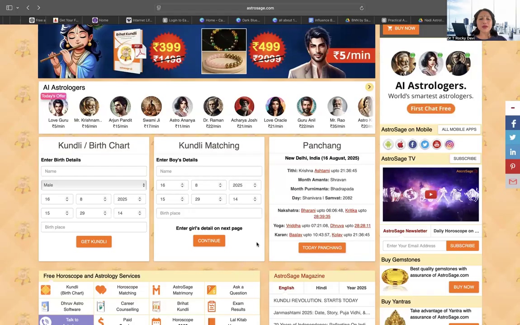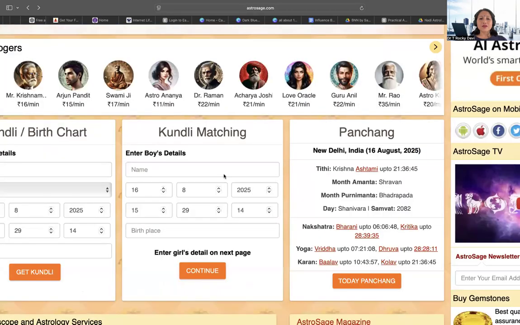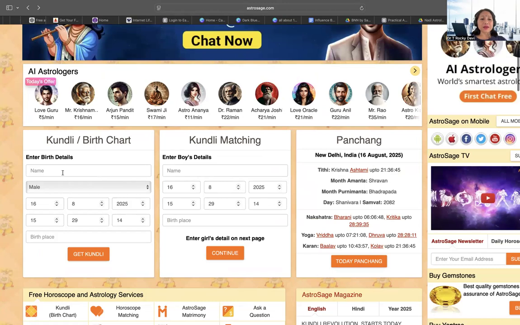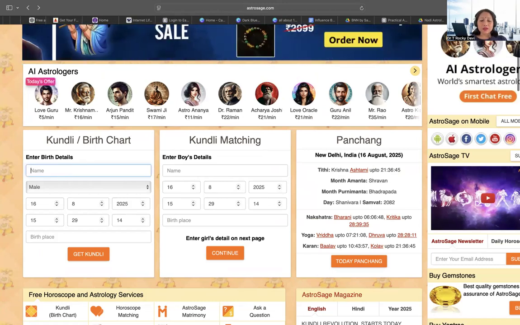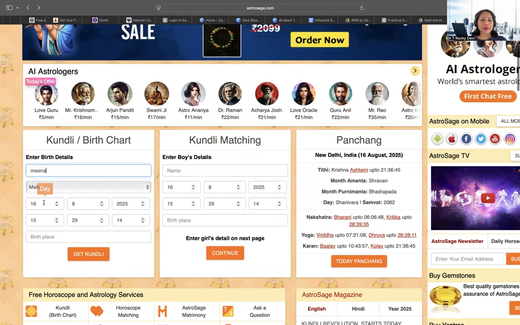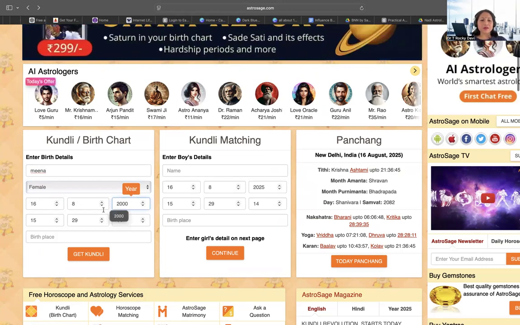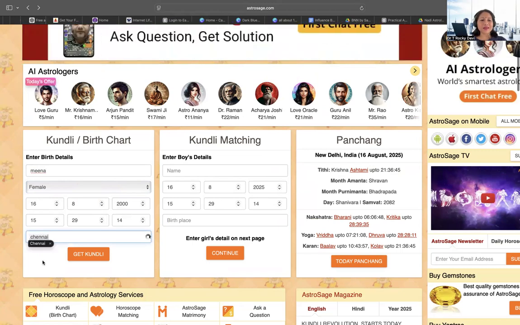I'll share with you one of the free websites, where you will get to see the Kundali or birth chart. In that place, you have to write your name. So I'll just write Meena, female. Let it be as it is for today's date and 2000. Let the time be as it is, and let me write Chennai.